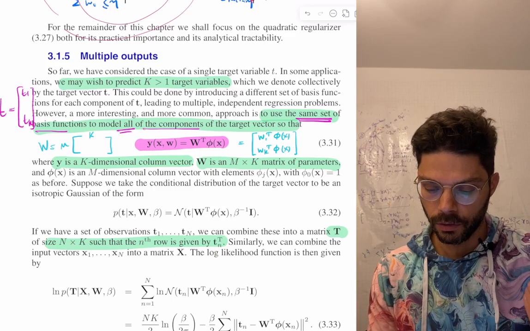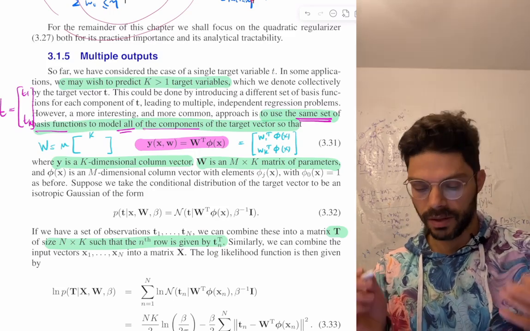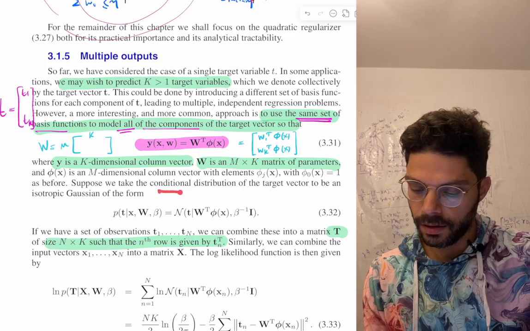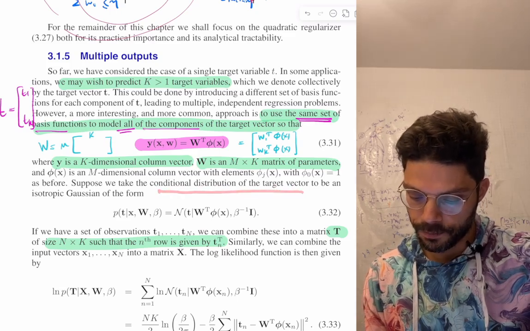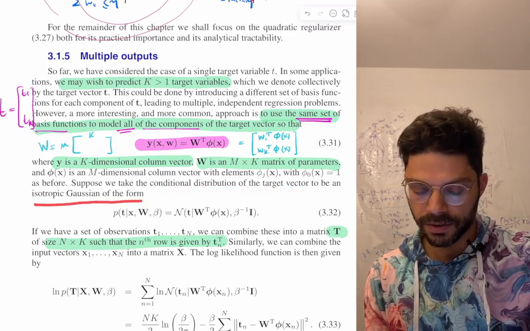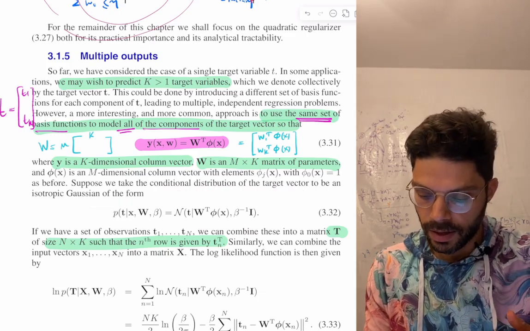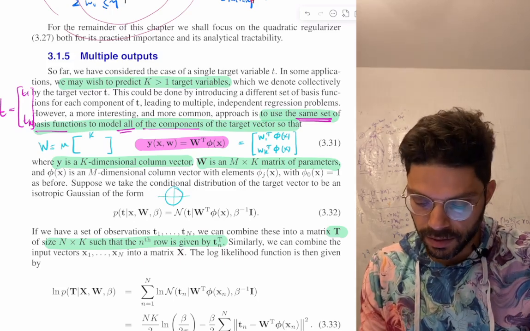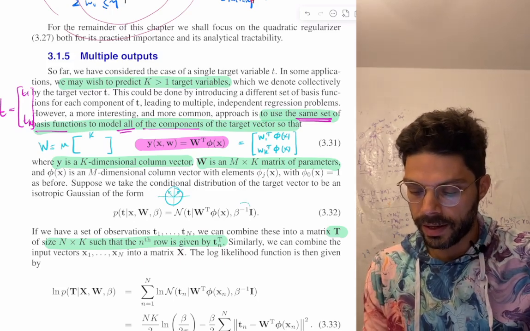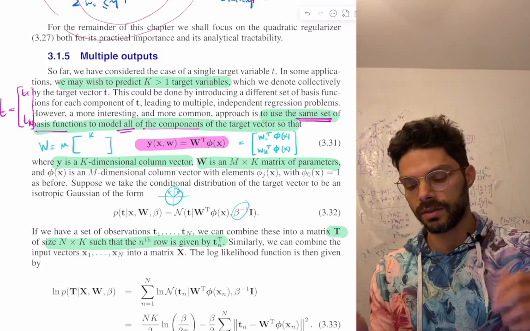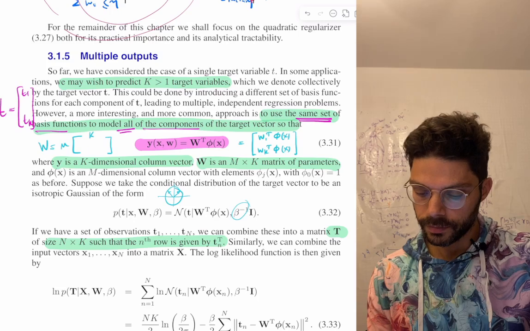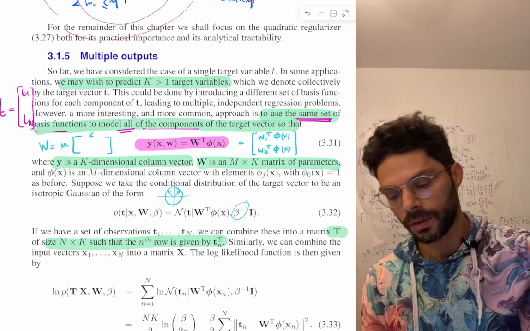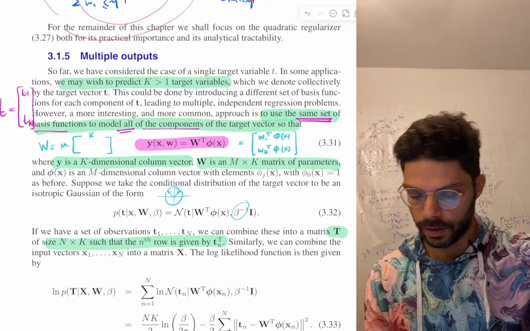Okay, so now we're going to play a simple game. Suppose we take the conditional distribution of the target vector to be an isotropic Gaussian of the form. Isotropic just means has the same variance, the contour has the same variance in every direction. In our case, the variance is going to be 1 over beta. And this is kind of the simplest case. You should always start with this case first when you're trying to understand what's going on.